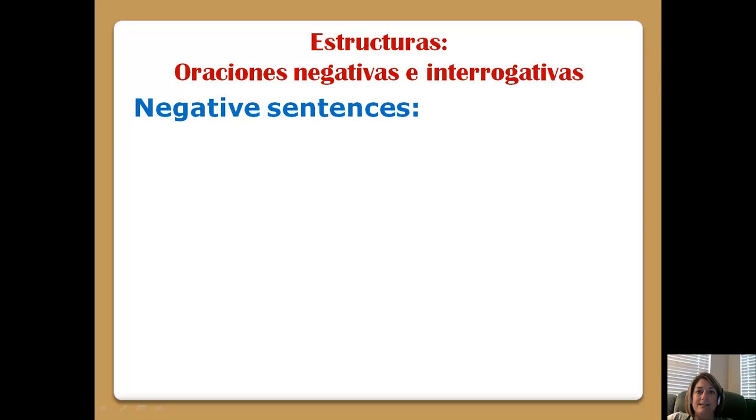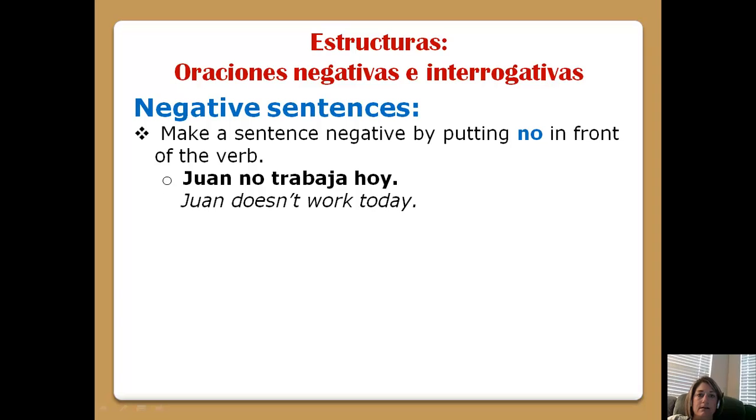Hola, estructuras, oraciones negativas e interrogativas. So, negative sentences. To make a sentence negative, all you do is you put no in front of the verb. So, Juan no trabaja hoy is how you would say Juan doesn't work today. Pretty simple.